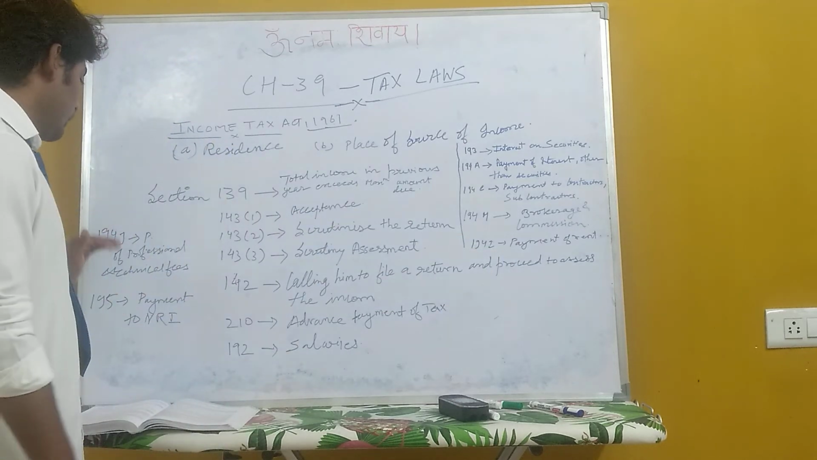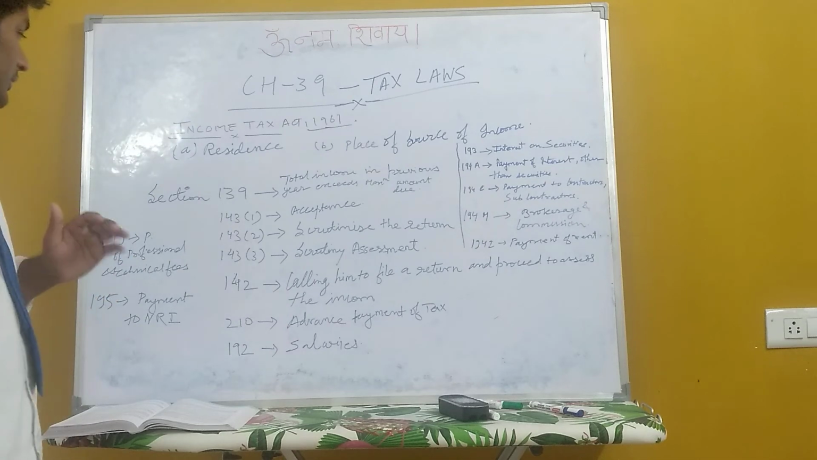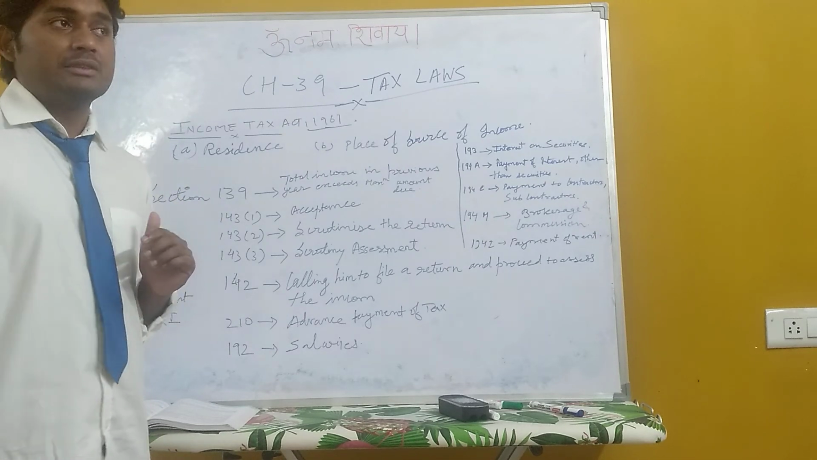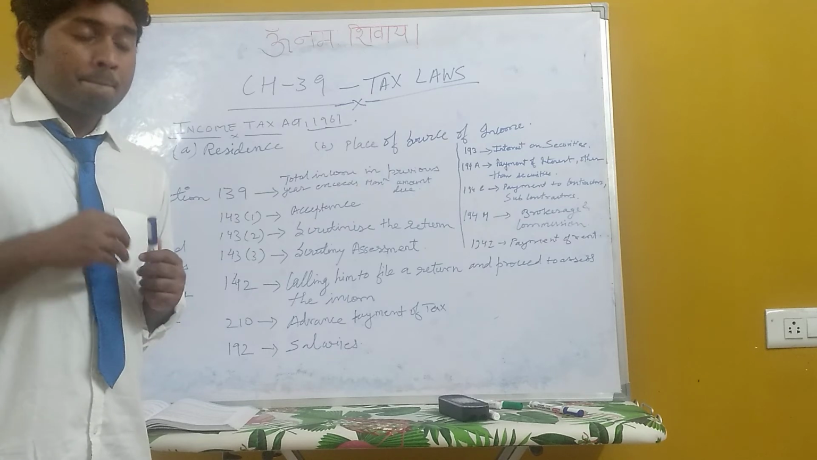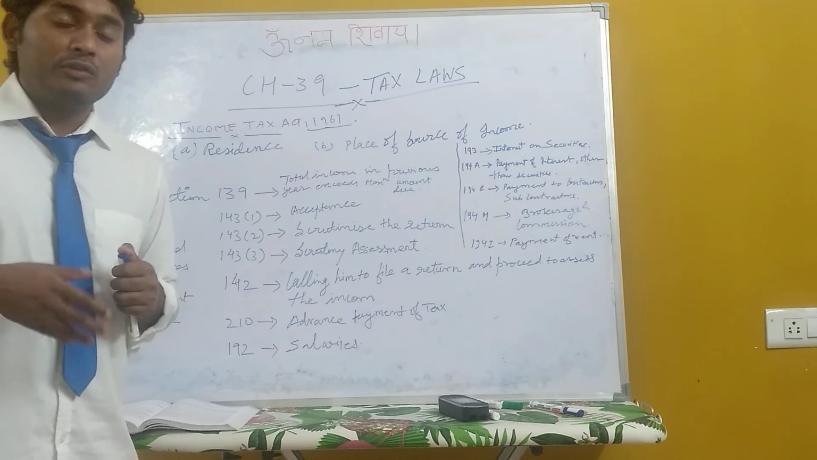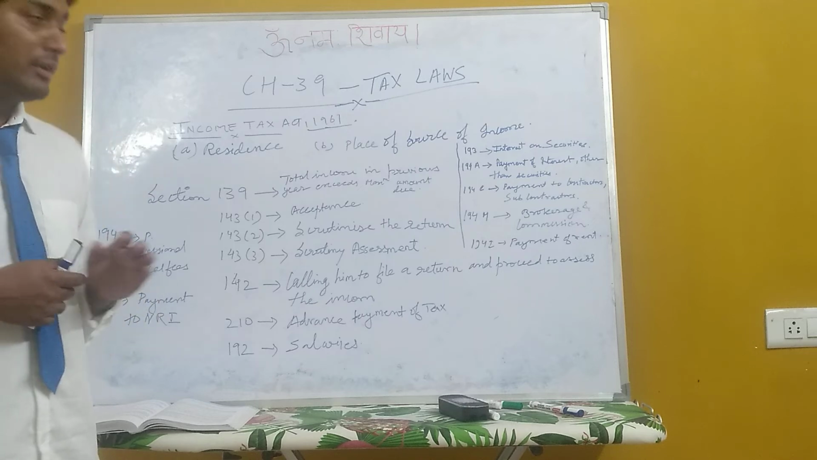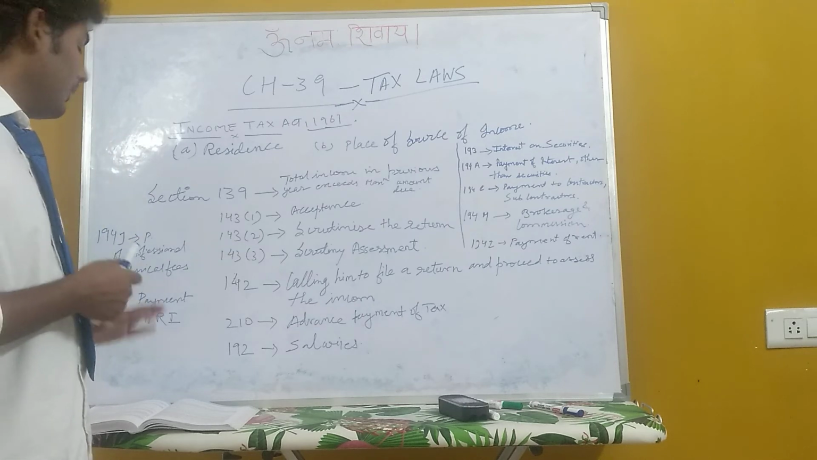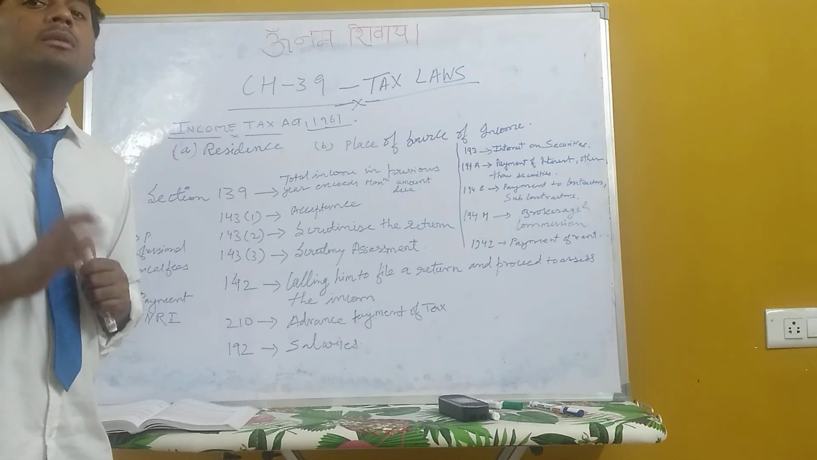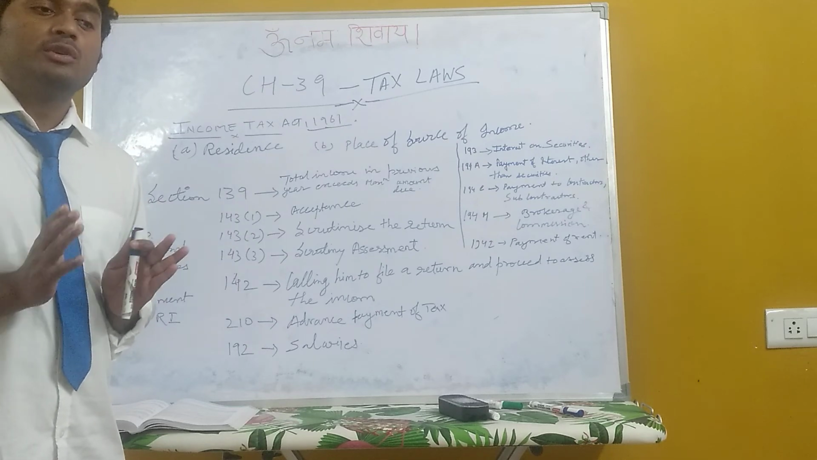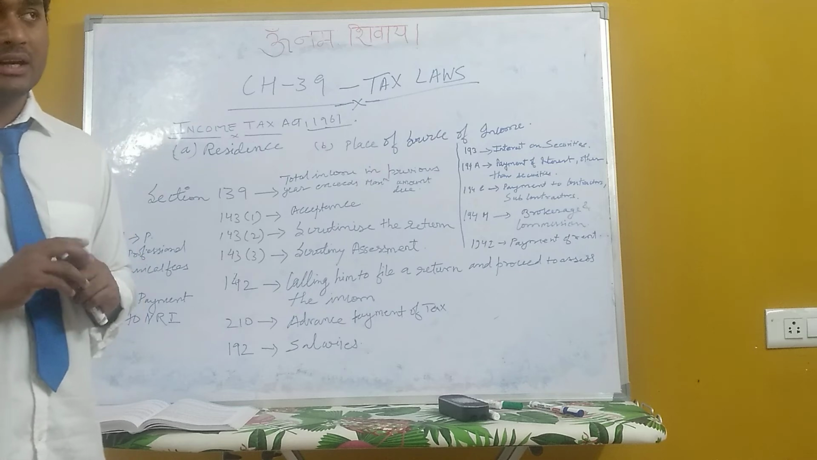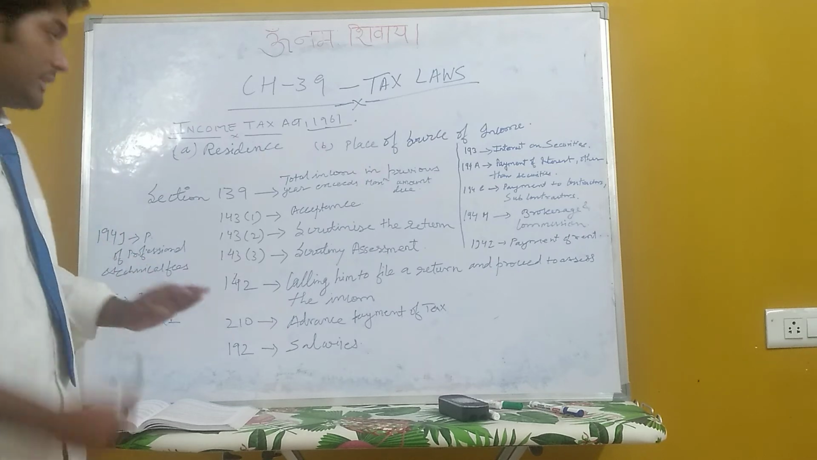Now 194J is payment of professional and technical fees. Suppose a cameraman is there, some technical persons are there who come for technical study. So payment of amount to them will come under 194J. Section 195 deals with payment to NRI. NRI means those people who are living less than 182 days in India. So payment to them will come under section 195.